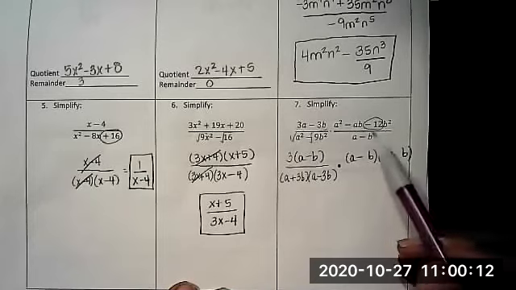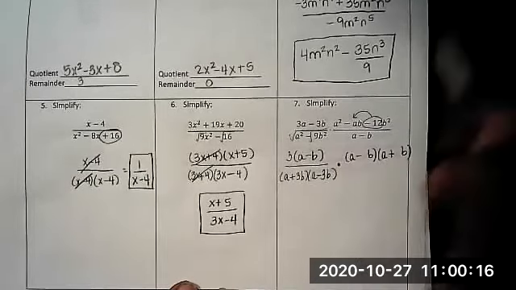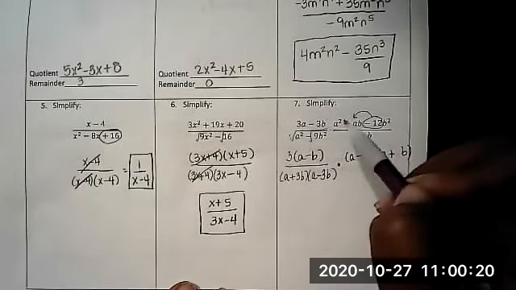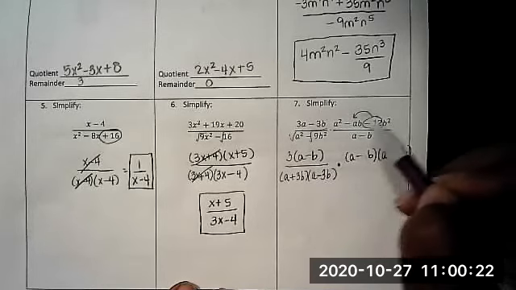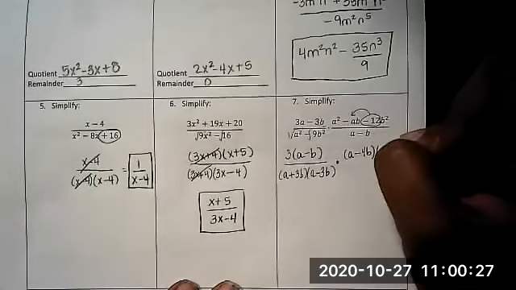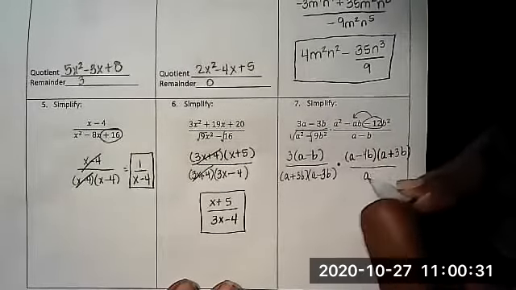Okay. What are your multiples of 12 that subtract to give you 1? That's what you're looking for. Multiples of 12 that subtract to give you whatever this middle one is, which is negative 1. 4 and 3 subtract to give you 1, and the bigger number has to be negative. So this one is going to be negative 4, positive 3. Okay, all over a minus b.